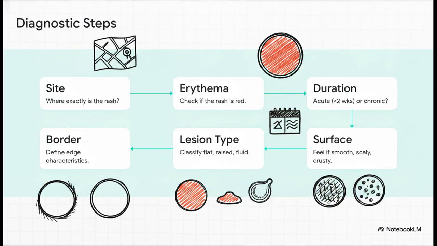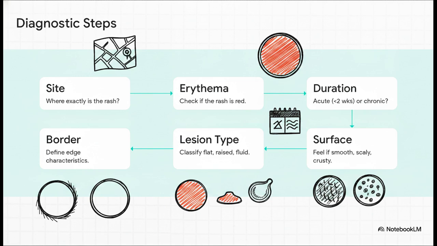So imagine a patient walks into the clinic. The investigation starts with this incredibly sequential, descriptive checklist. It's basically the medical detective's primary tool. Step 1, note the site. Like, where exactly is the rash? Step 2, check for erythema. Is it red? Step 3, determine the duration.